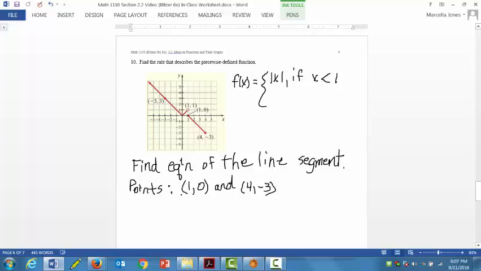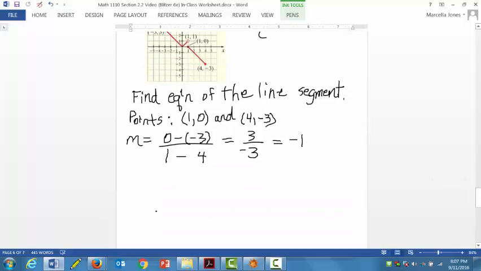So I'm going to use the formula for finding slope when I know 2 of the points. Slope is often referred to as m. That's the difference of the y values over the difference of the corresponding x values. So here I get 3 over negative 3, which equals negative 1.